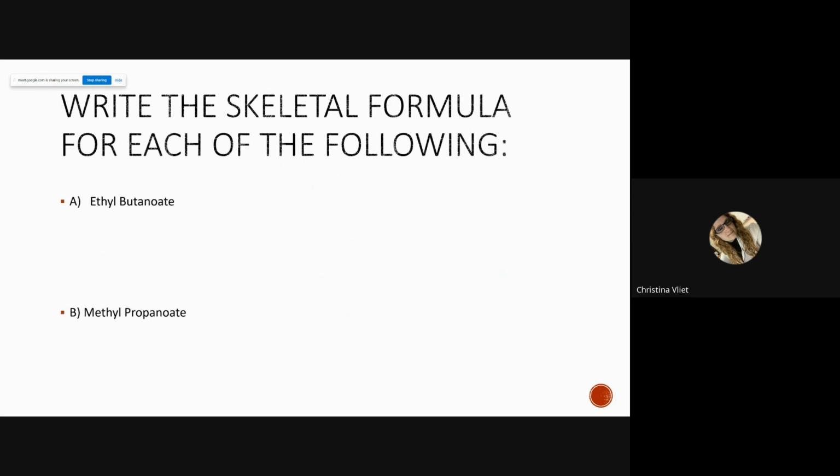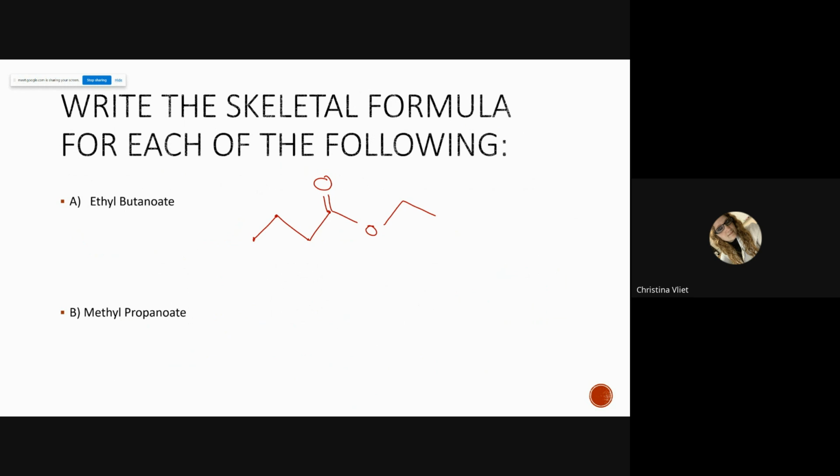Write the skeletal for each of the following. Ethyl butanoate. So how would we write this? Ethyl butanoate, so 4 carbons. 1, 2, 3, 4. And then that carbon, then this. And how many carbons on the other side? Yeah, 2.